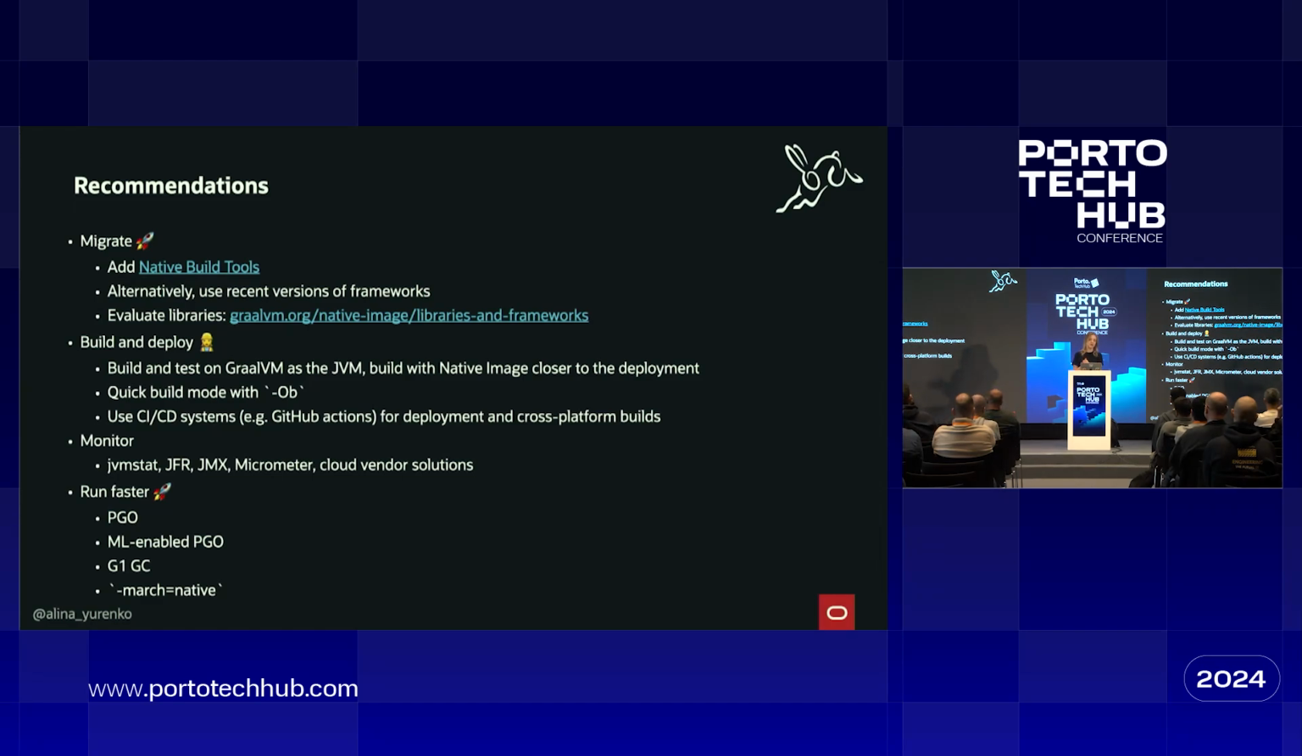You mostly need to recompile to native if you add a new dependency, or if you touch things that are sensitive to native image, so reflection, serialization, proxies, etc., or maybe once a day on your CI/CD, but you don't need to recompile all the time. You can just stay in the JVM world and then compile to native when you actually need it, or closer to your deployment. Now, in terms of monitoring, you have many options available to you. Most of the standard JVM monitoring features work. So jvmstat, JFR, JMX, Micrometer, you can just observe your applications with those.